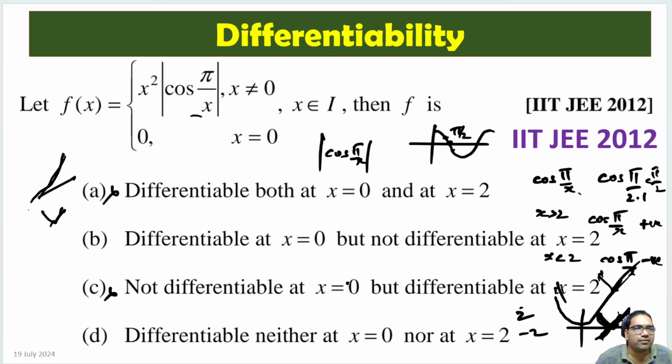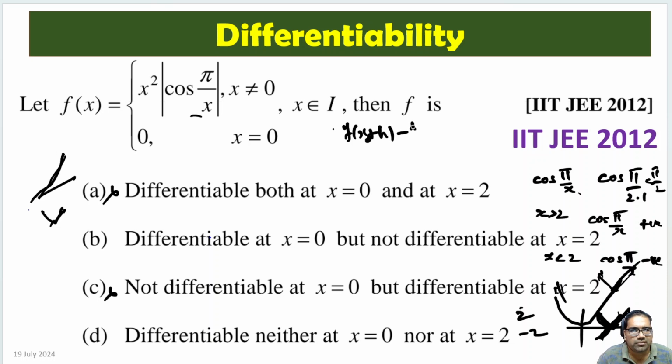Okay, now coming back to x equal to 0. Now let us use our original definition of derivative. What is the definition of derivative? It is the limit as h tends to 0 of f of x naught plus h minus f of x naught, divided by h.